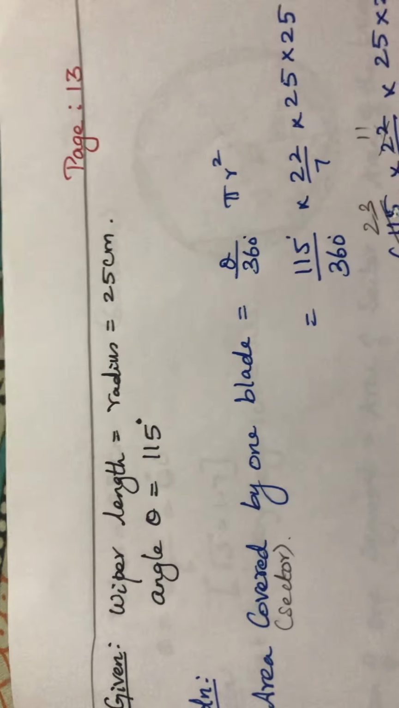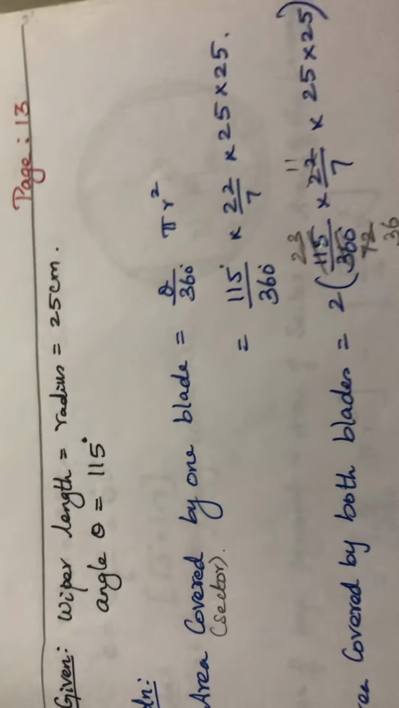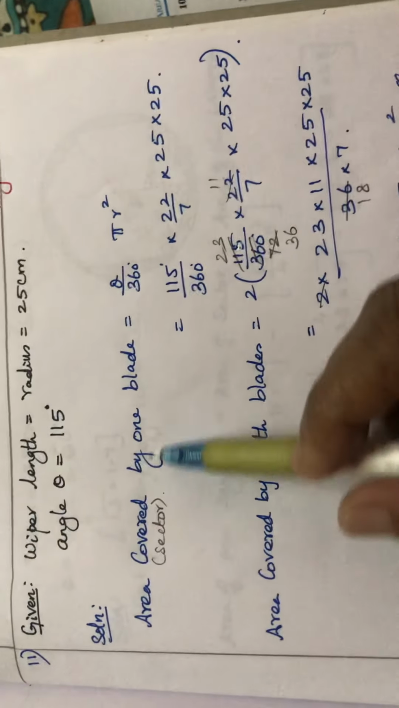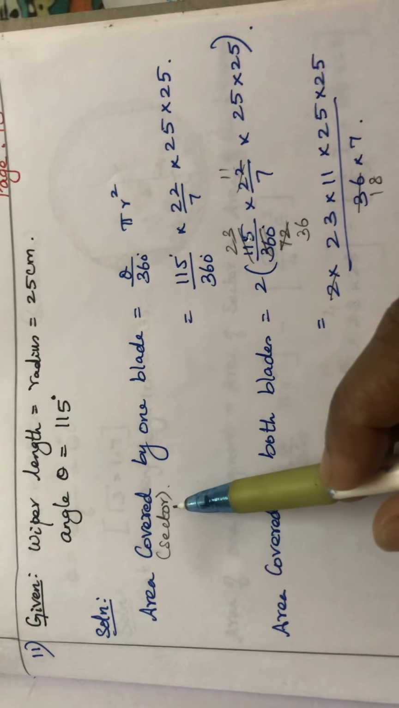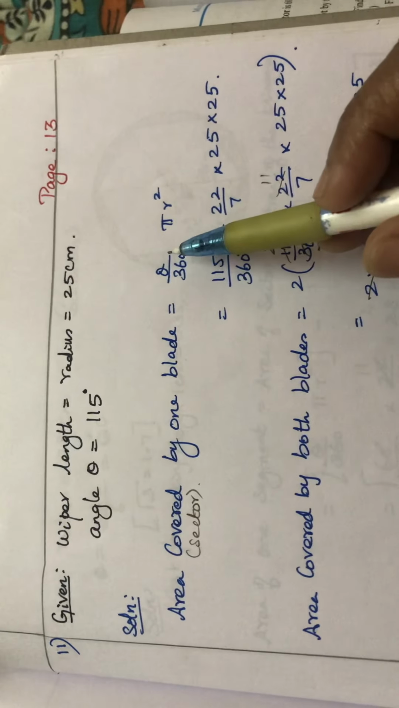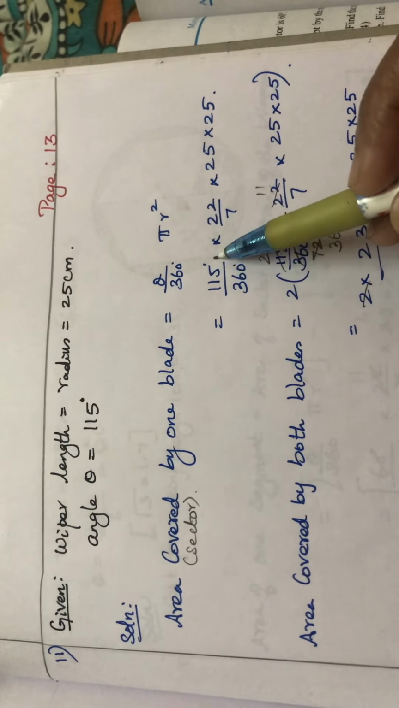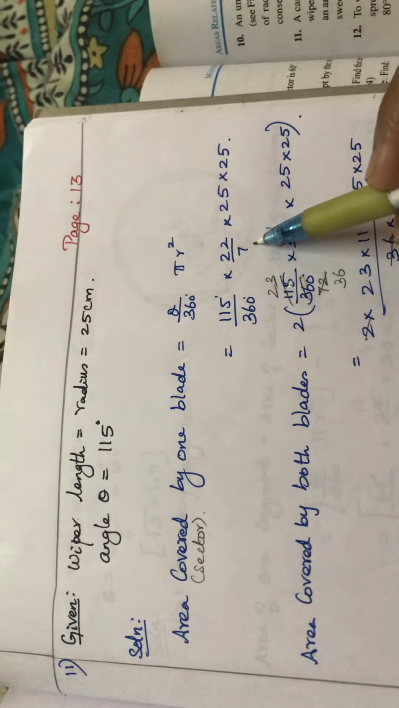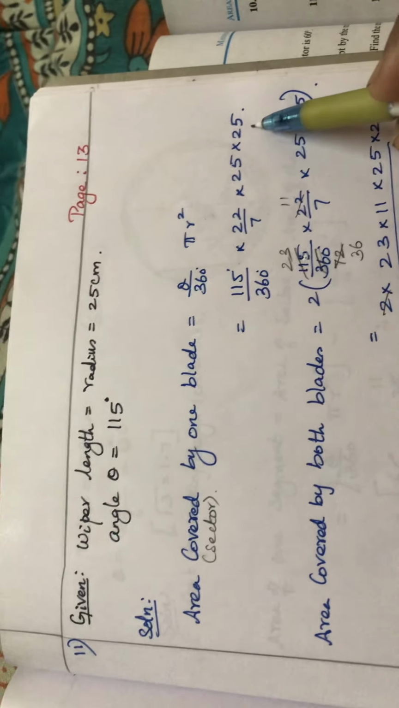Here we are going to find the area covered by the wiper. For one wiper we are going to find, and then we are going to multiply for two wipers. So the area covered by one blade: the wiper covers an area in the shape of a sector. So what is the formula for sector? Theta by 360 into pi r square. Here theta value is 115, divided by 360, into pi value 22 by 7, into radius, that is the length of the wiper, 25 into 25.